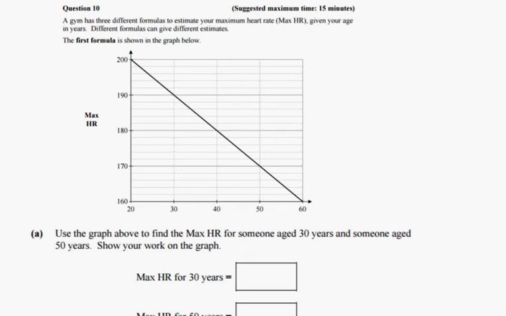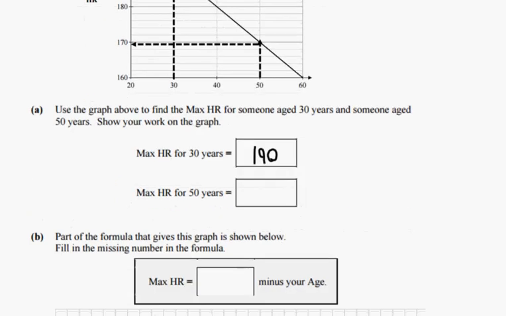So here's what we're going to do. We're just going to go to 30 years old, go straight up, straight across, and that's going to be 190 on the heart rate. Then we're going to go to 50 years old, do the same trick, up and across, and we find that's 170. So 190 and 170.